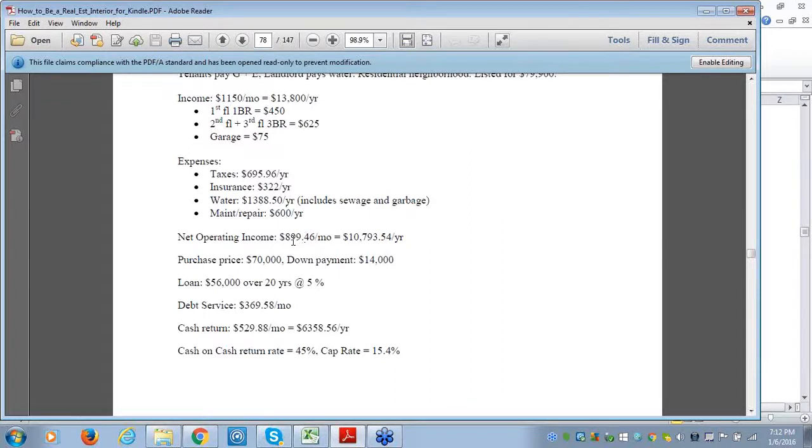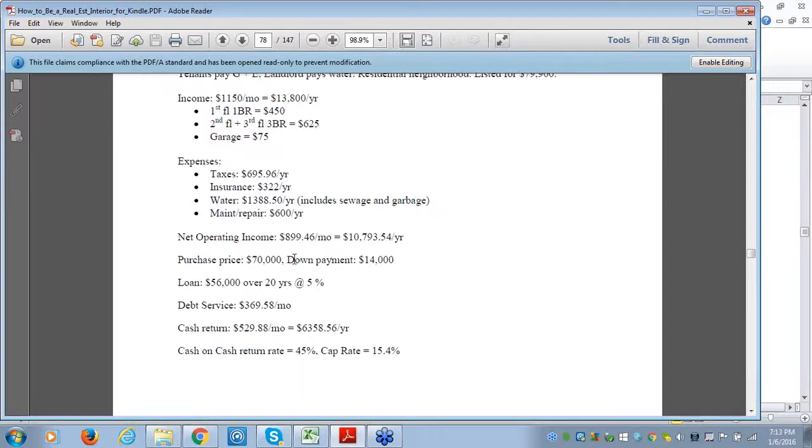Multiply that times 12, okay, and you have a gross net operating income, i.e. income minus expenses, net operating income, of $10,793.54, okay? Now, we're not done yet. That sounds pretty good. You're like, hey, I'm going to make essentially $10,800 a year. But in most cases, you're going to have a mortgage on the property.